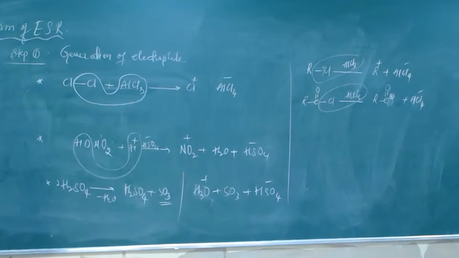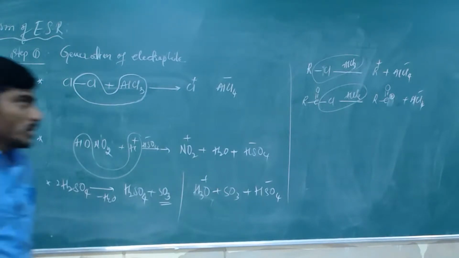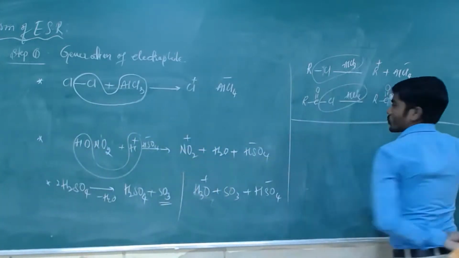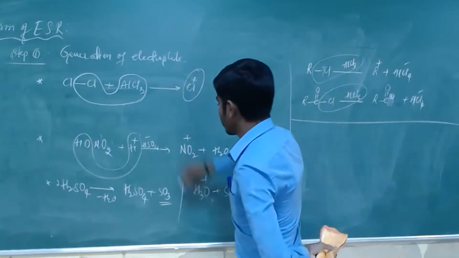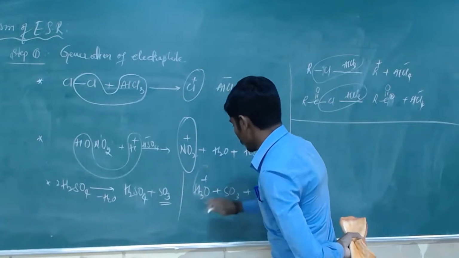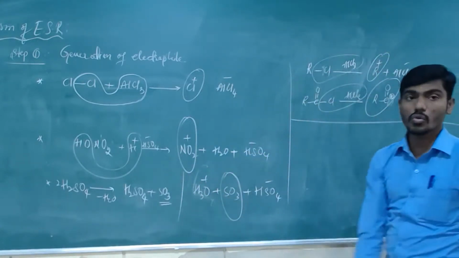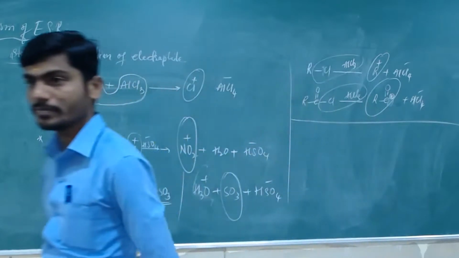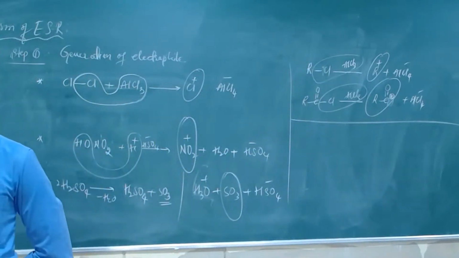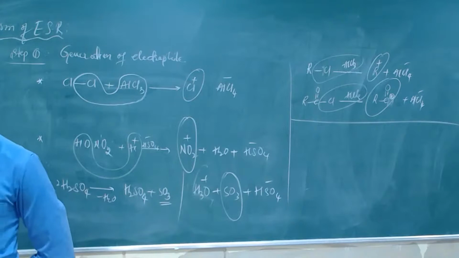Next step is common. Second step is common. First step is the first step. Let us indicate these electrophiles: Cl plus, NO2 plus, SO3, R plus, RCO plus. These are the electrophiles. Let us use the term E plus for all the electrophiles.